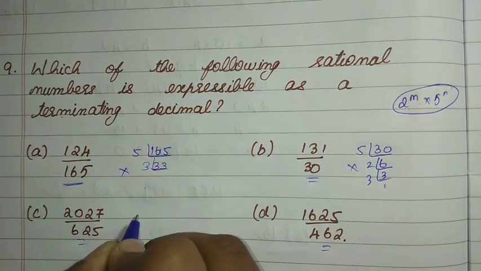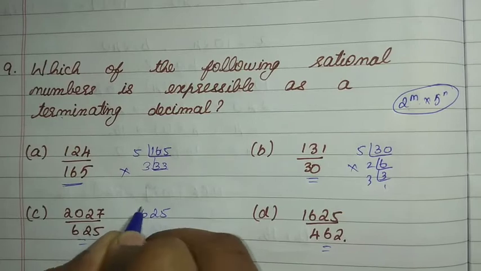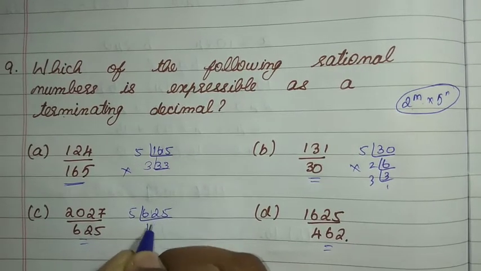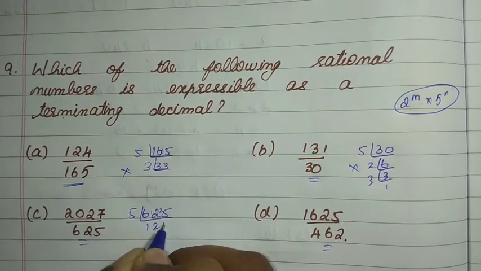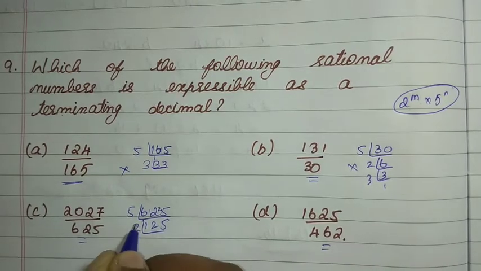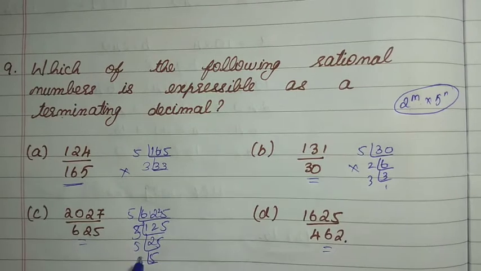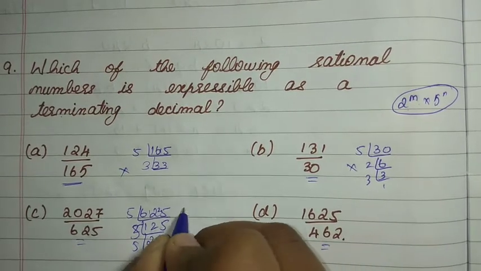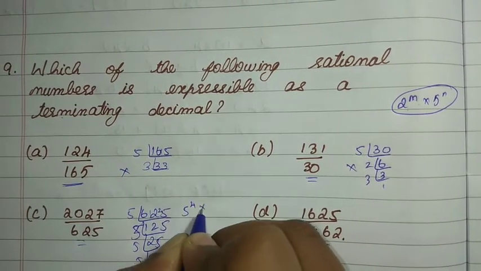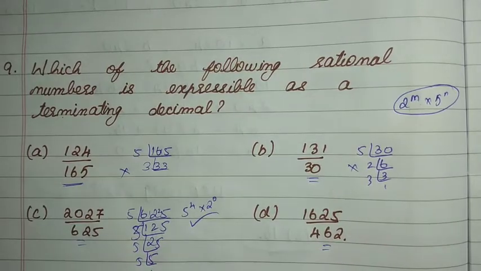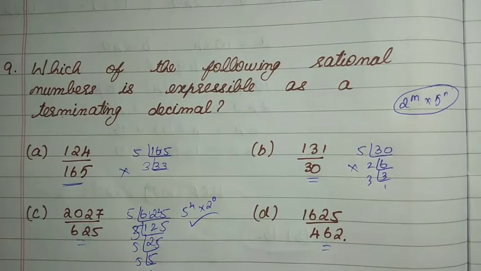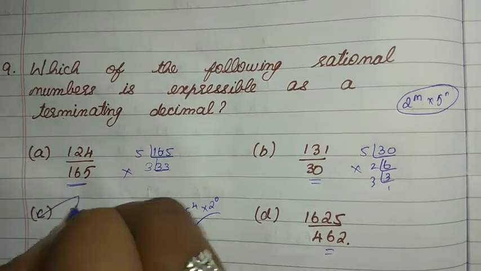So if I just go for 625, 5 times 125, 525 times 5, 1. So here it is of the form 5 power 4 into 2 power 0. So this is of the form 2 power m into 5 power n. So option C is right.